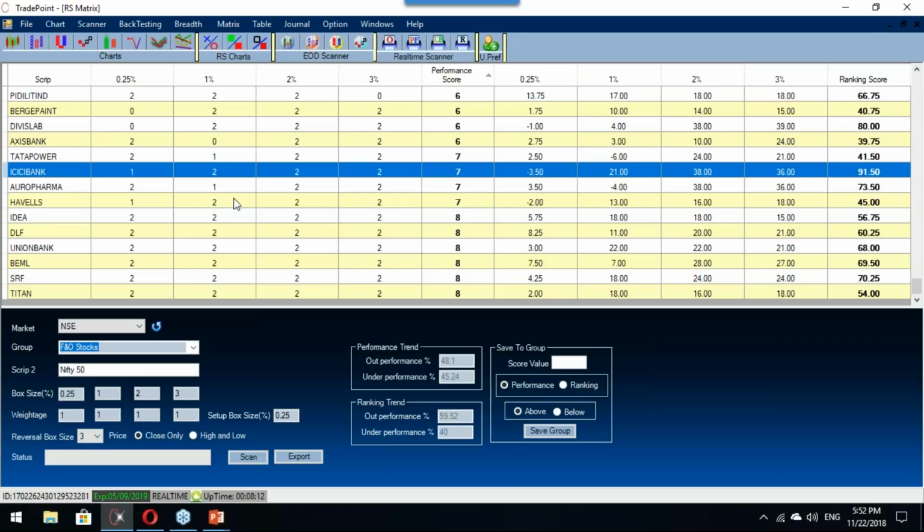So let's just wrap it up here, guys. I think I have given you enough food for thought. It's up to you guys to meaningfully integrate relative strength along with the performance scores, and then come up with the candidates.